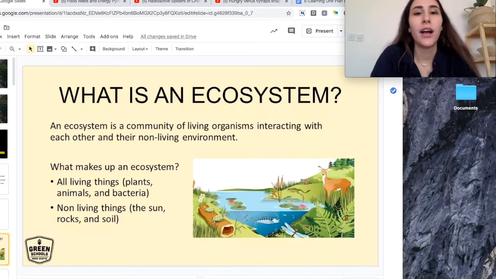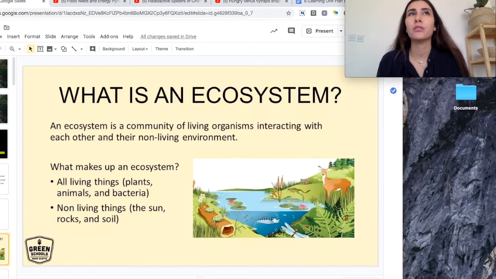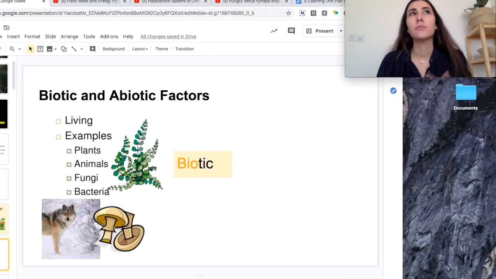Now, if we had to define what an ecosystem is, it is a community of living organisms that interact with each other as well as their non-living environment. So not only are these organisms interacting with each other on a day-to-day basis, of course they're also interacting with the non-living parts of their environment. So when we're talking about what makes up an ecosystem, we look at two different parts. To be more scientific, an ecosystem is composed of biotic and abiotic factors.